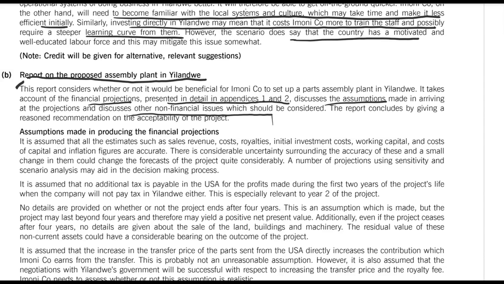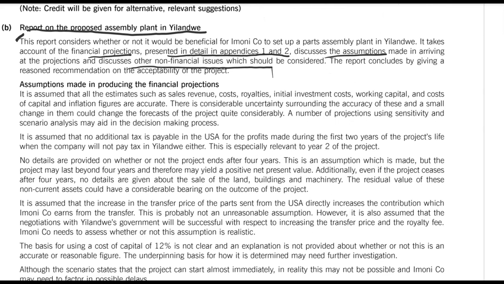Obviously, you will discuss the financial implication, you will discuss the assumptions, you will discuss the other issues and ethical issues. So what are the common assumptions? It is assumed that all estimates such as rail sales revenue, cost, royalties, investment, working capital, all figures are accurate. Obviously, there is considerable uncertainty surrounding the accuracy of these, and small changes could change the forecast of the project quite considerably. A number of projects using sensitivity and scenario analysis may aid in the decision-making process.